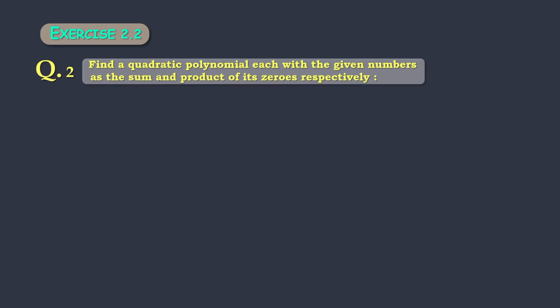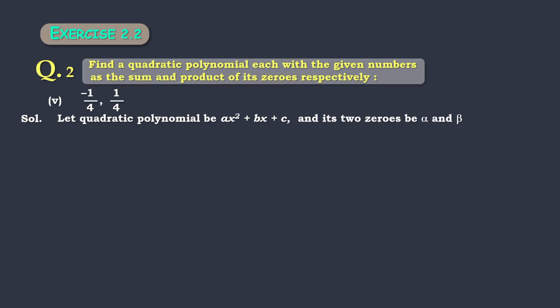Let us solve question 2, part 5. The given sum of zeros is minus 1 by 4, and the product of zeros is 1 by 4. Let the quadratic polynomial be ax squared plus bx plus c. Let its zeros be alpha and beta. We know that the sum of zeros is equal to minus b divided by a. And the product of zeros is equal to c divided by a.